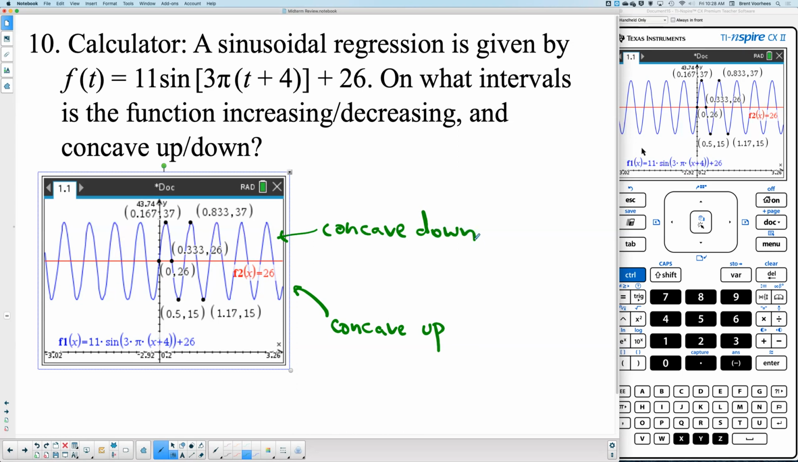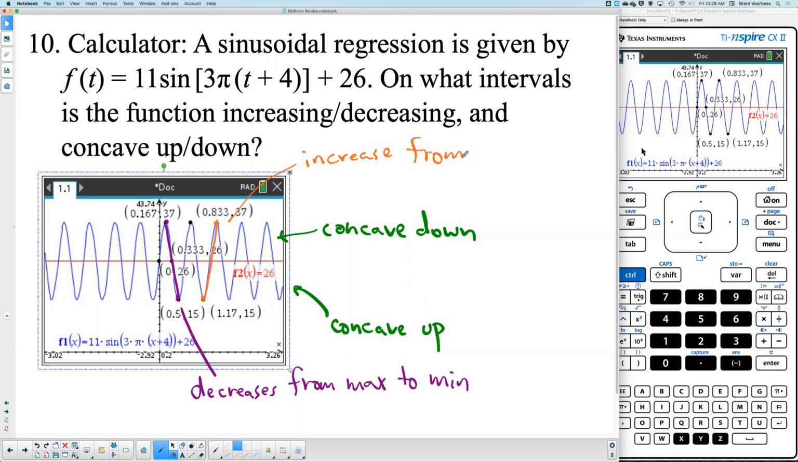When is it decreasing? From the maximum to the minimum. Here's where it would decrease. So it decreases from max to min. So when would it increase? Min to max, which I don't have that down there. How about, I'll just do a new one. I mean, I do have some that will blend in together. Increase from min to max.